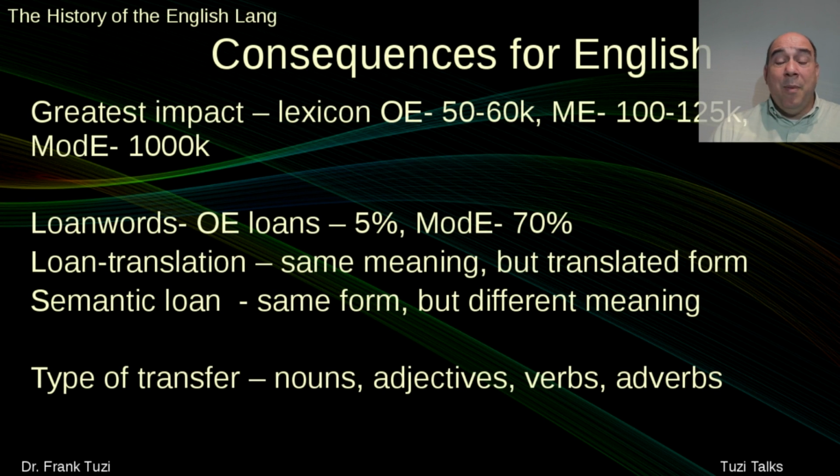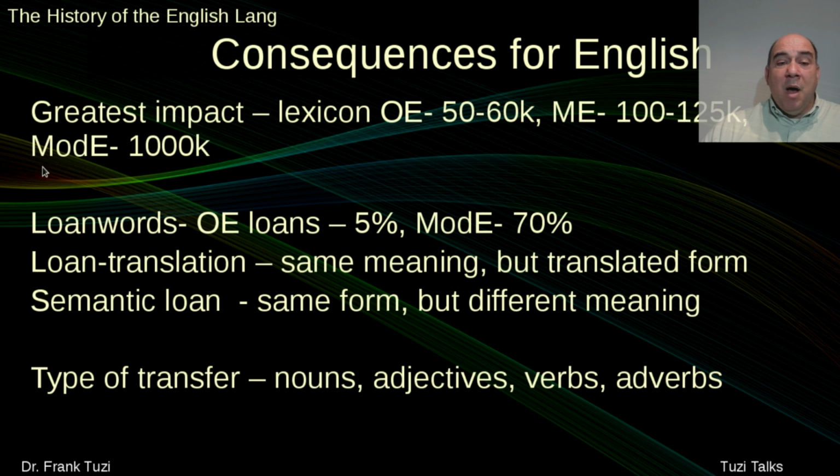Some other impacts here. Look at this. In Old English, 50 to 60,000 words. By the time we get to the end of Middle English, we've got 125,000 words. That's double. The number of words that were in the language doubled because of the interactions of France and the church and then the surrounding peoples that were already there. That's amazing. The language had grown so much.